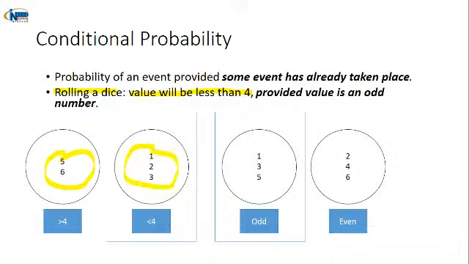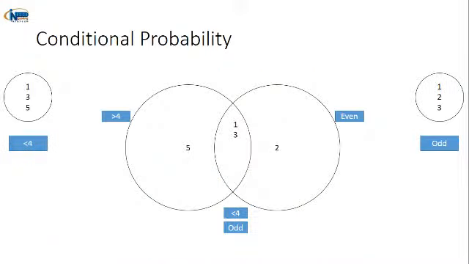Second, it is given that it is an odd number. So we will write the odd numbers also here. 1, 3, 5 are odd numbers, and 2, 4, 6 are even numbers. So two conditions: this is less than 4, and this is odd. Let us now merge them and find the intersection. Here you can see the intersection is 1 and 3.